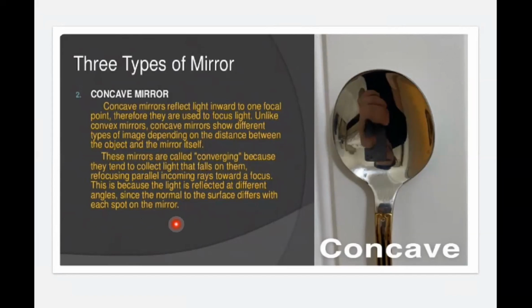Now, when we speak about concave mirror, we are taking an example of a spoon over here. Concave mirrors are bent inward, and definitely you can say this is going to be the reflecting surface. You can see a person is trying to take his selfie. Now, one thing you all must have noticed is that concave mirror is going to produce an image which is inverted. Okay, the person is standing erect and his image is appearing to be upside down, or you can also say inverted.